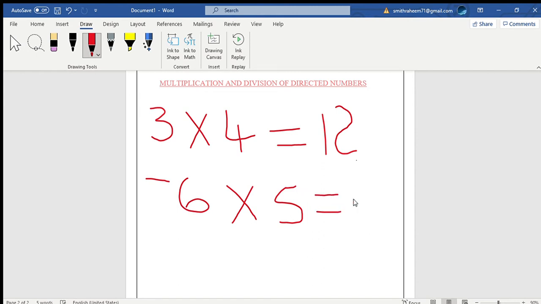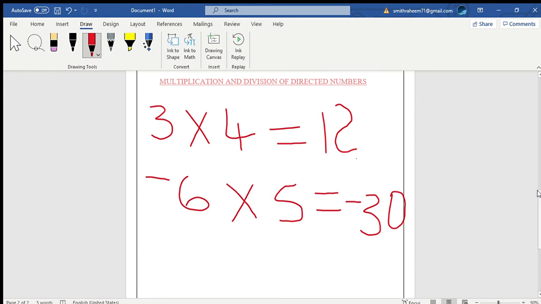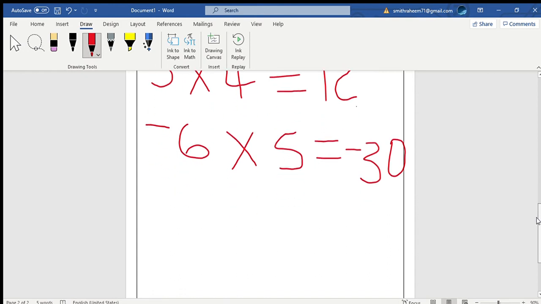Your answer will be negative 30. Right, so I hope you remember the rules. Once a negative is multiplied by a positive, your answer will be negative.